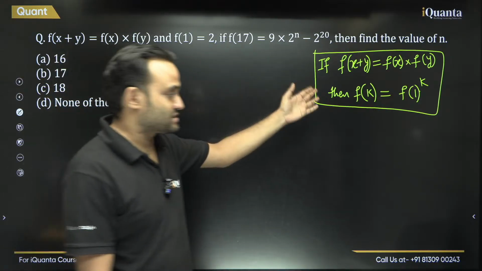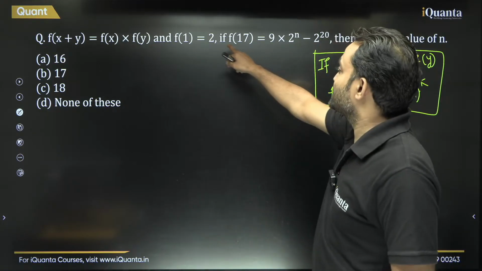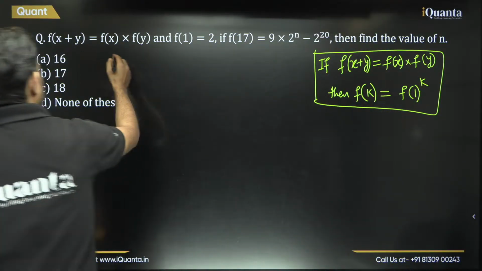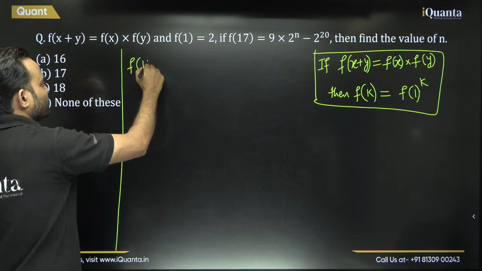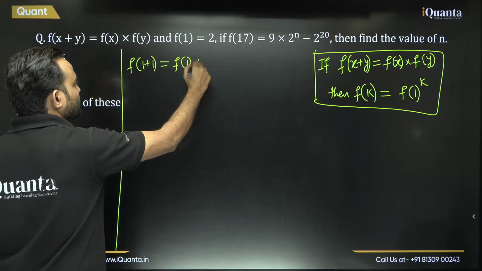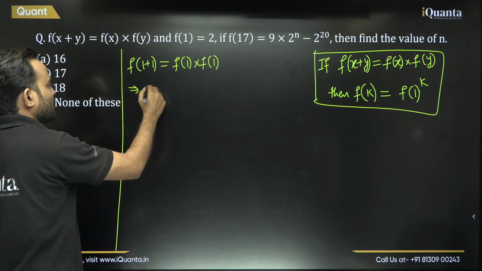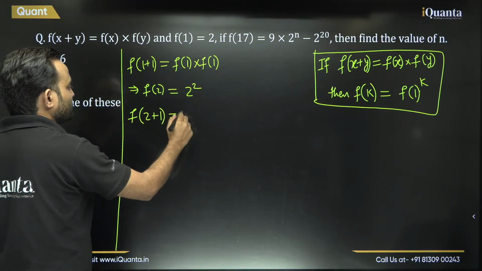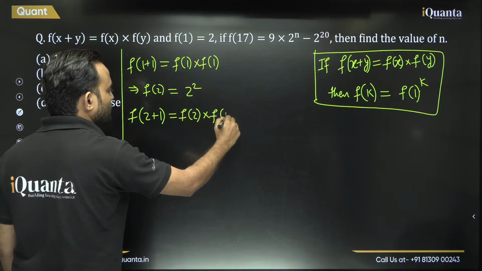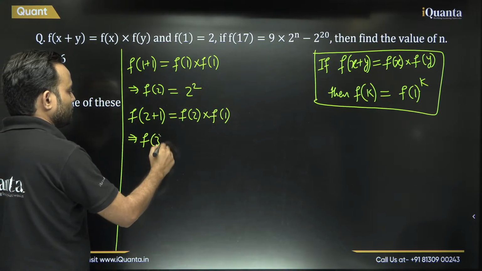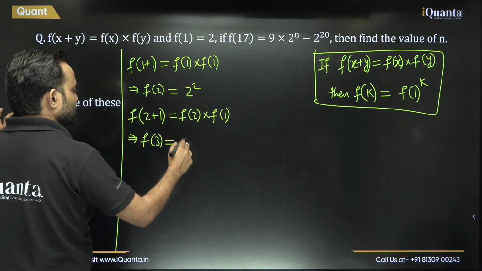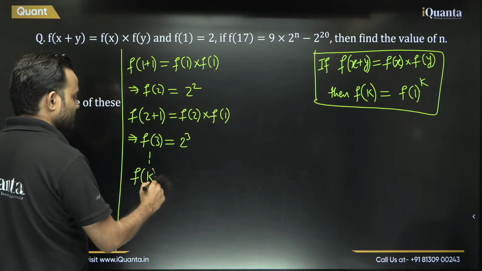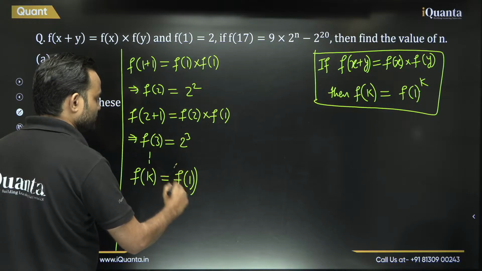Even if you don't know this, see f(1) is given, f(1) is 2, f(17) will be 2 to the power 17. You can compare and solve, but you can also understand it like f(1+1) will be equal to f(1) into f(1), or we can say f(2) will be equal to 2 square. Similarly, f(2+1) will be equal to f(2) into f(1), or f(3) will be equal to 2 square times 2 to the power 1, this will become 2 to the power 3. f(k) will be equal to, what did I tell you, f(1) to the power k.